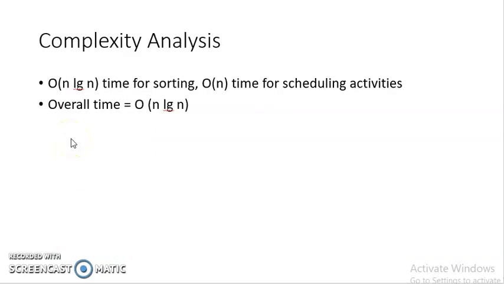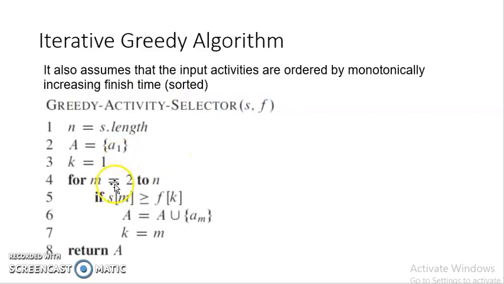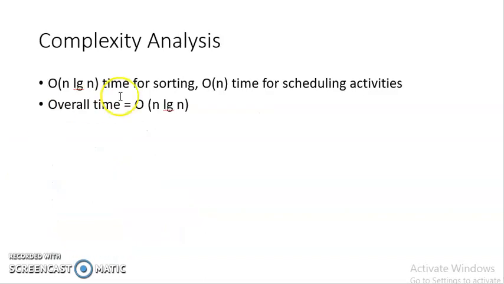Now for the complexity analysis, let's say you have used merge sort for sorting, that would take n log n for the sorting part, and then this iterative solution takes O of n because this loop goes from 2 to n. So the total time is O of n plus n log n, but you can ignore the smaller term, so this becomes O of n log n.